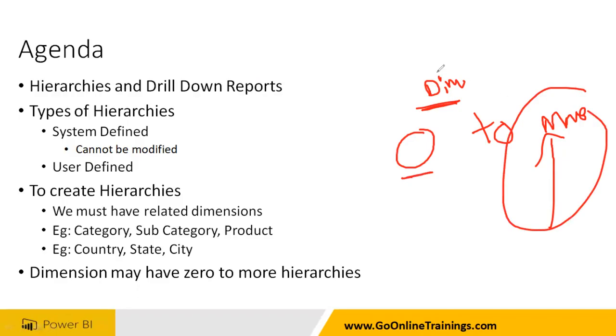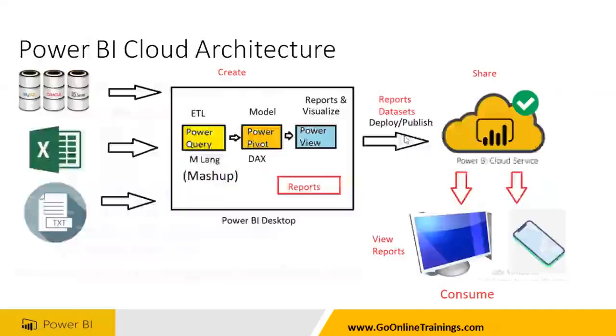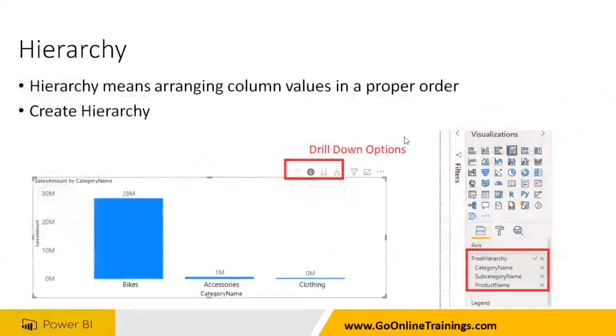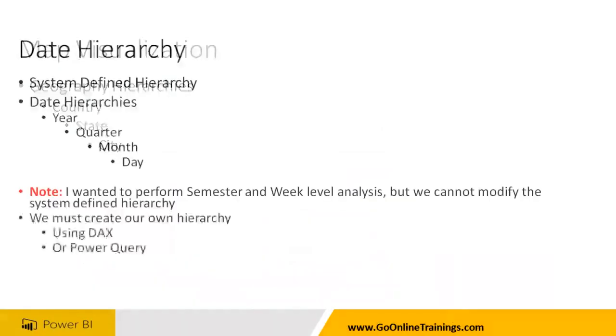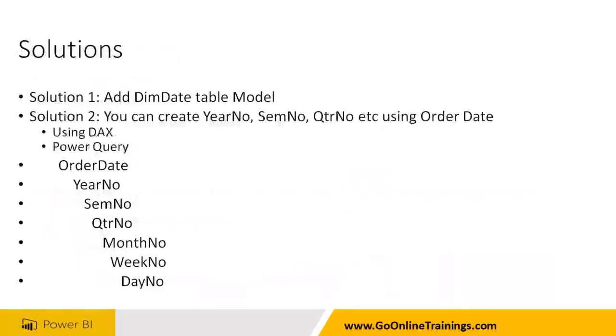So let's talk about this concept tomorrow. So what is a dimension? What is a system-defined hierarchy? All these things we discuss and we will continue in tomorrow's class. Okay. So drilling down options. Hierarchy means arranging the column values in the proper order. So related dimensions from highest to smallest. Clear? So all these things we discussed and tomorrow we'll continue further.